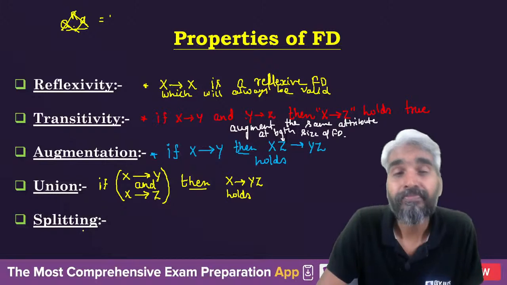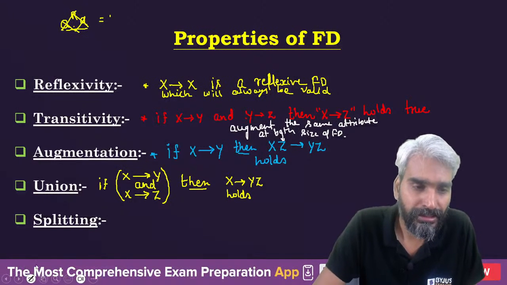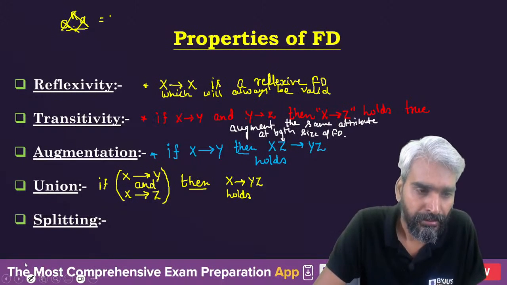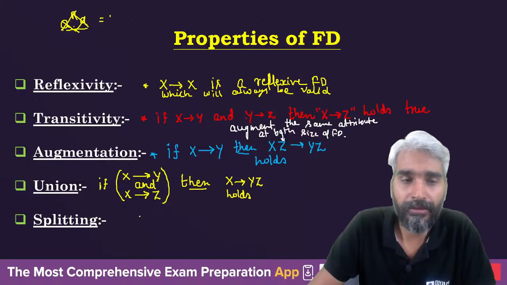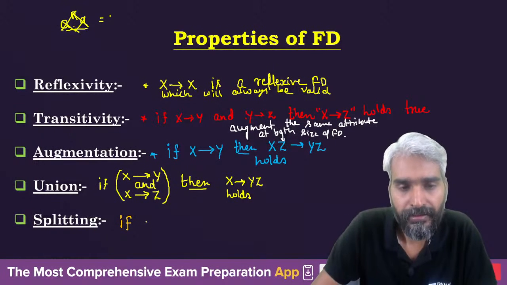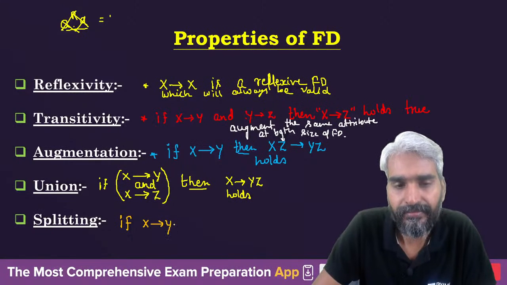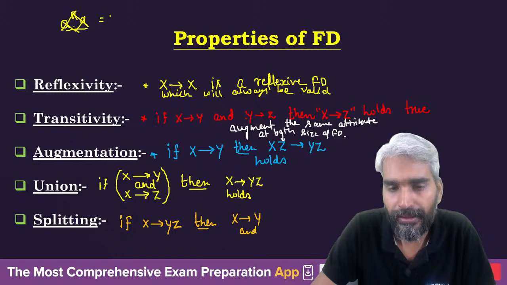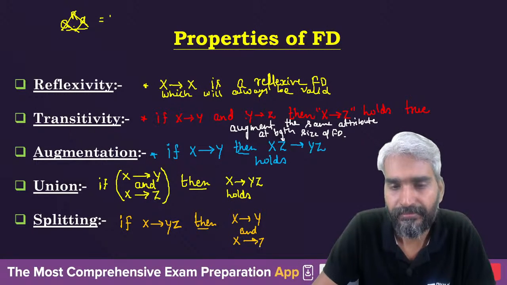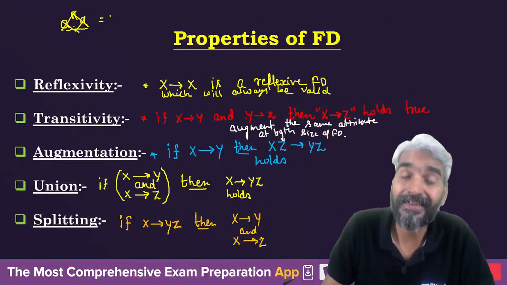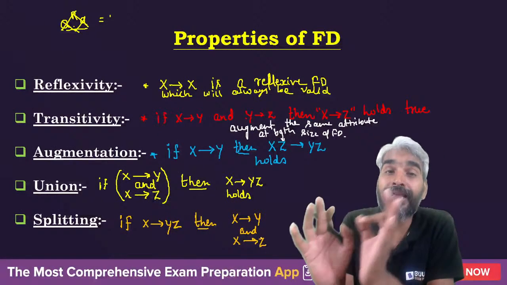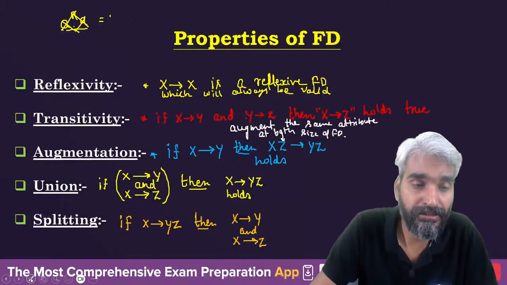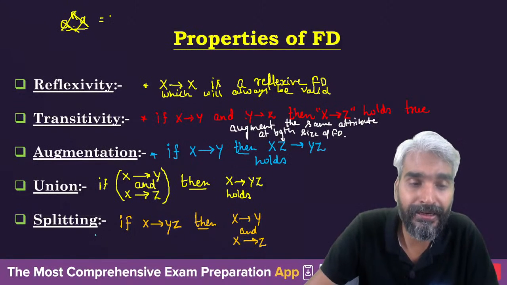What is splitting? Splitting tells you the opposite of union. What does it say? If X implies YZ, then what can you say? Then you can say X implies Y and X implies Z. But splitting can be done only at the right hand side part. What's the idea? Splitting can be done only at the RHS side.